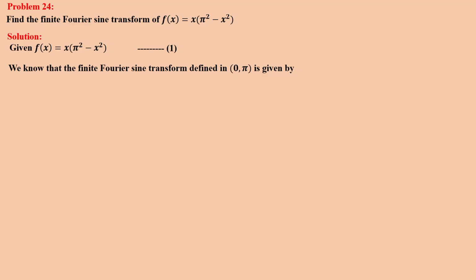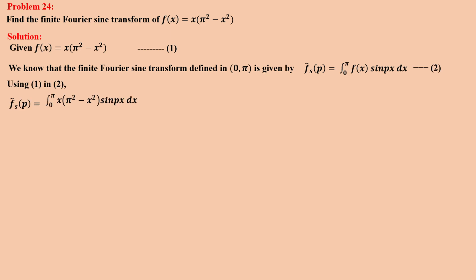We know the finite Fourier sine transform defined in 0 comma pi is given by Fs bar of p is equal to integral 0 to pi f of x sine px dx. That is equation number 2. Using 1, Fs bar of p is equal to integral 0 to pi x into pi square minus x square sine px dx. So that is equal to, we are splitting into two integrals.